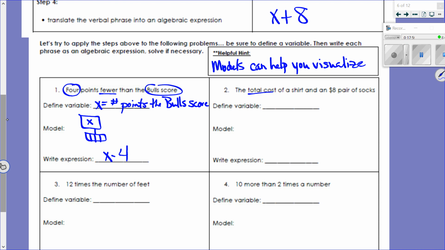Number 2, the total cost of a shirt and an $8 pair of socks. What is our variable? What is it we don't know? Total cost of the shirt. Total cost of the shirt? In dollars. Good, thank you for that addition. So, do I need total in there? No. Really, it's just the cost of the shirt in dollars.